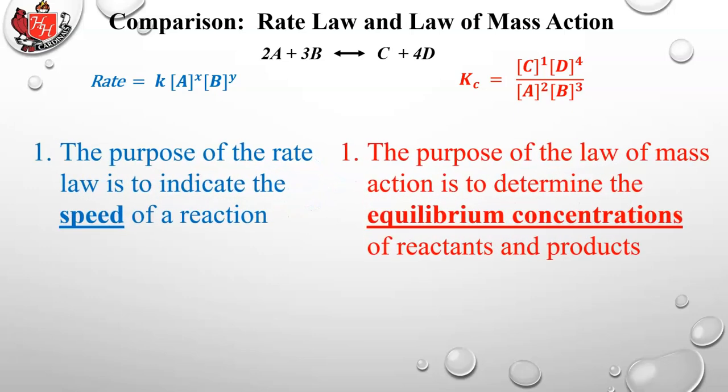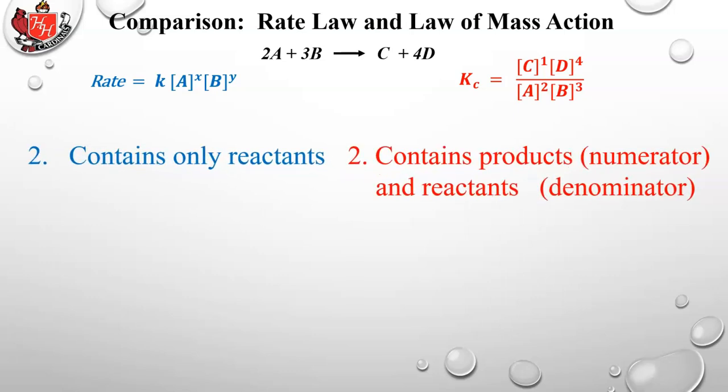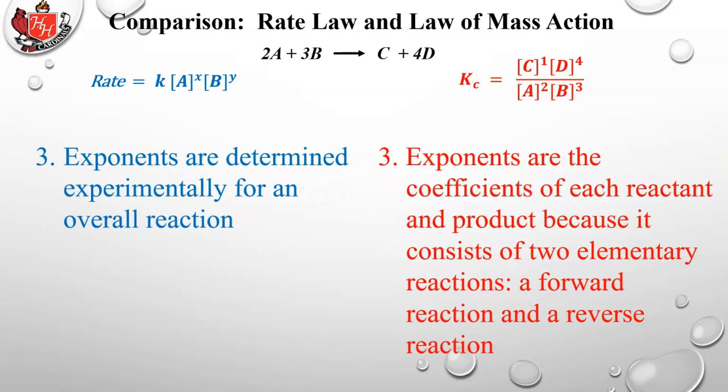So the purpose of the rate law is to indicate the speed of a reaction. The purpose of the law of mass action is to determine the equilibrium concentrations of reactants and products. Number 2, the rate law contains only reactants. The equilibrium equation contains products in the numerator and reactants in the denominator. Number 3, the exponents are determined experimentally for an overall reaction, and for an equilibrium equation, exponents are the coefficients of each reactant and product, because it consists of two elementary reactions, a forward reaction and a reverse reaction.